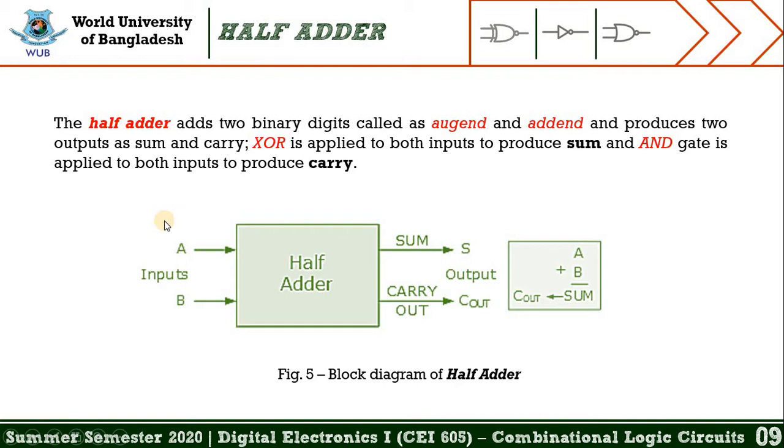And figure 5 represents the block diagram of half adder. We have already known that half adder has two inputs, symbolized by capital A and capital B, which are on the left side of the block diagram, and produces two parameters: one is sum and another one is carry, or you can say carry out, which are on the right side of the block diagram. So let's move into the next slide.